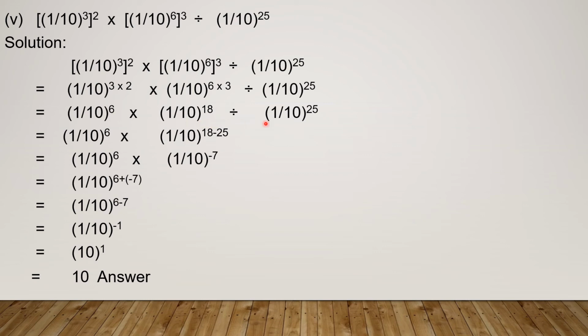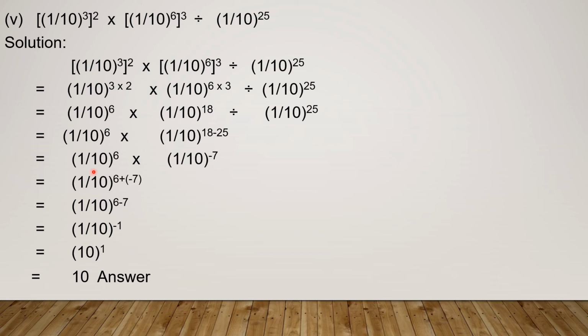How? We will write 1 by 10 once, and we subtract the power according to quotient law, because sign of division is there, so we will apply quotient law over here. So subtract these two powers. 25 minus 18 is what? 7, and the sign will come with the larger value. 25 is larger, so sign of minus will be there with 7.